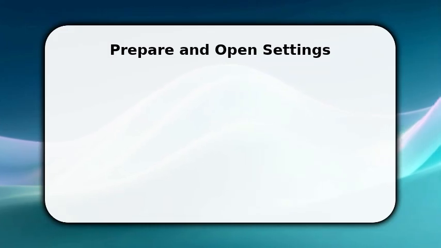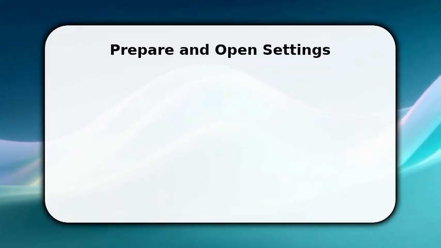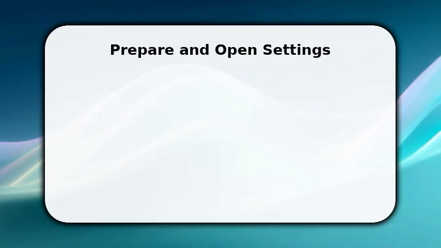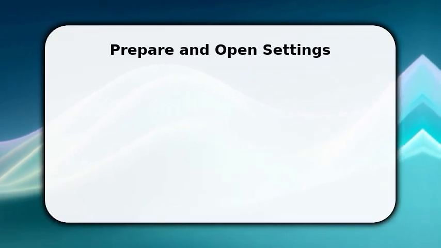Enjoy the video. You'll start by preparing the phone and launching settings now. Open Settings and tap the search field. This speeds access to obscure toggles.